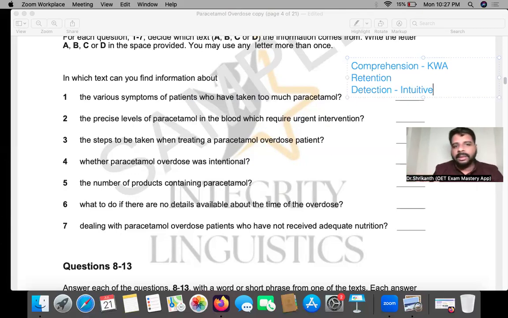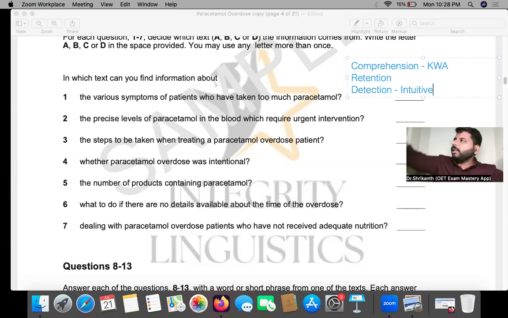Because why? This is a medical test. It has been designed for medical professionals, and you are all medical professionals. So you have to trust your medical judgment and your professional experience, and that definitely will help you out. This is not purely a language test, right?